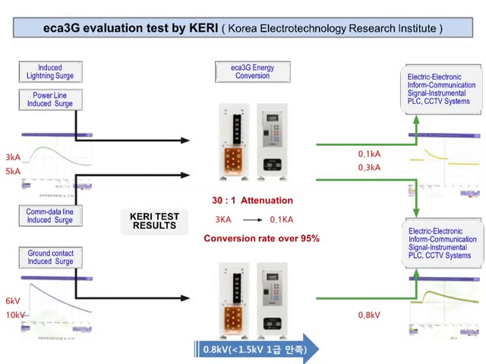So, this is the evaluation test by Curie. The energy conversion. Okay, the induced lighting source, for example, there's a power line induced source of 3,000 amperes, 5,000 amperes. When it passes by the energy conversion system, the system takes into operation, and the resulting is 0.01 kiloampere electronic information. Result, the conversion rate of 95%.